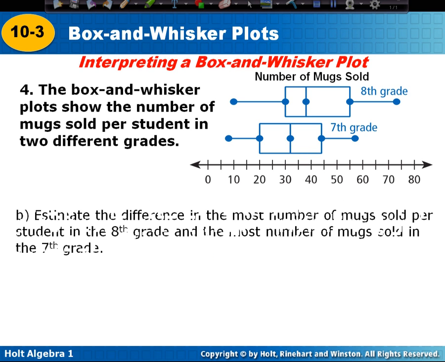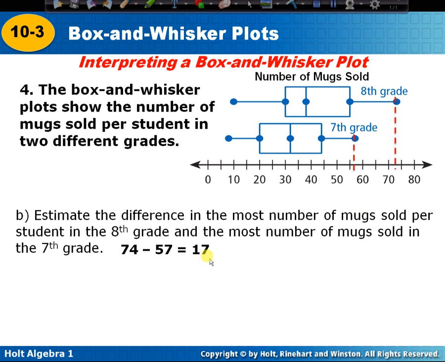And then for part B, again, you don't have to write the question, just the math part. It says, estimate the difference in the most number of mugs sold per student in the 8th grade and the most number of mugs sold in the 7th grade. So our most means that we're looking at our maximum. In our 8th grade, it's falling between the 70 and the 75, and in our 7th grade, it's falling between the 55 and the 60.